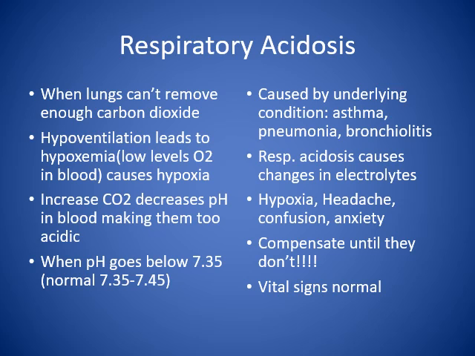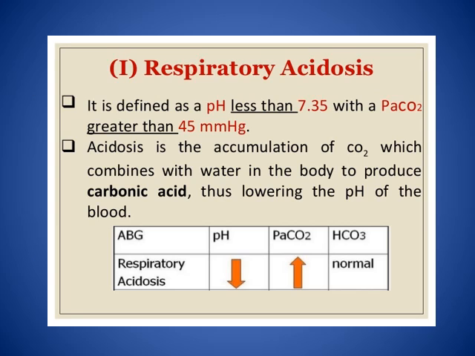Signs of respiratory acidosis that you see clinically would be hypoxia, you'd be tachypneic, restless, confused, you would have increased work of breathing. Your pH in acidosis goes below 7.35. Here's another review for you. You have an inverse relationship between the pH and the PCO2. Your bicarb remains normal in respiratory acidosis.